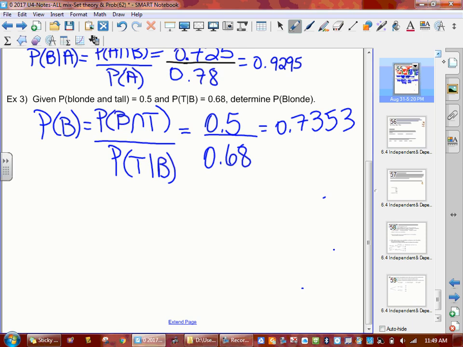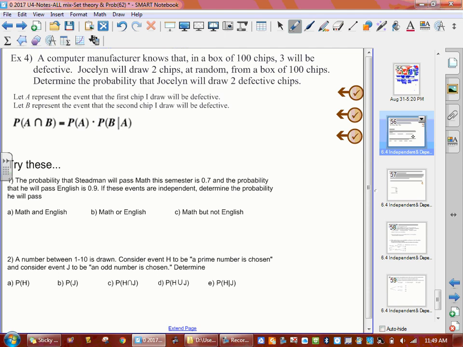Okay, in the computer manufacturing, it says that in a box of 100 chips, 3 are guaranteed to be defective. Determine the probability that Jocelyn is going to draw 2 defective chips, one right after the other, without putting them back. So she's not putting those defective chips back. So that's right here. They're showing us the equation to use.